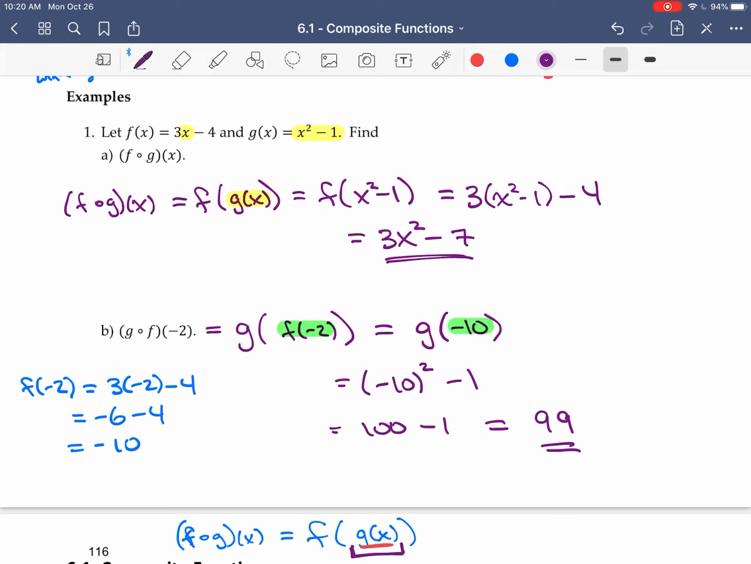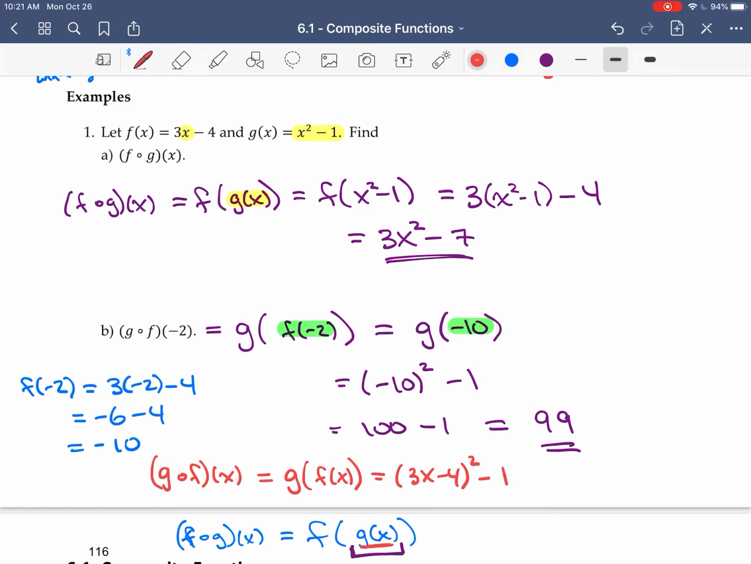So now notice here we got a number, whereas in part A we got a function of x. That's because there's an x there, but here I'm evaluating at a number. So you could have, if you wanted, computed g composed with f of x first. So that's g of f of x. So that's everywhere I see x in g, I'm going to put in f of x. So that would be 3x minus 4 all squared minus 1.